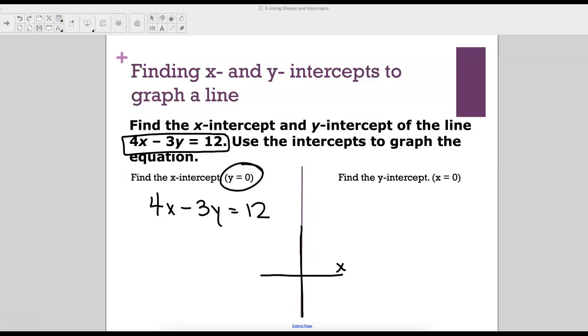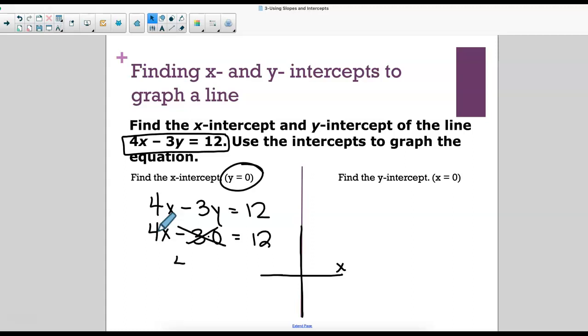If y equals 0, 4x minus 3 times 0 equals 12. Well, this is just 0. So 4x equals 12. So what does x equal? 3. X equals 3. So when y was 0, x is 3. That's the point 3, 0. We'll come back to that in a second.